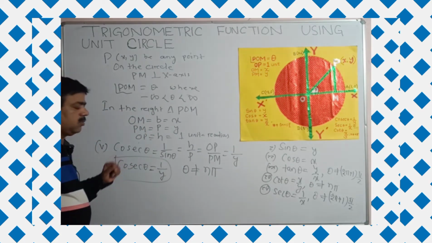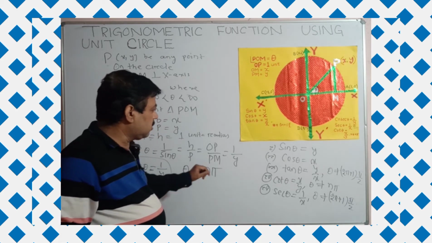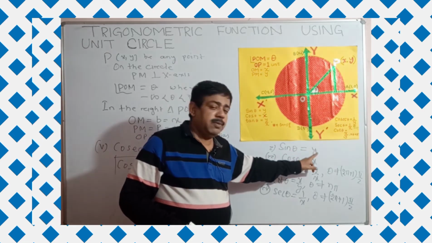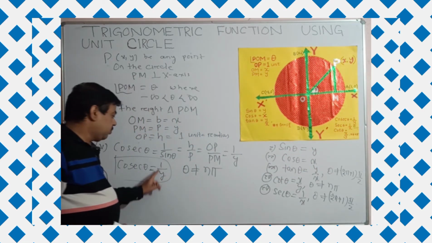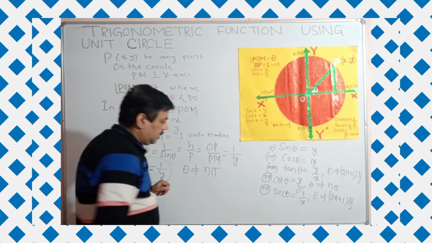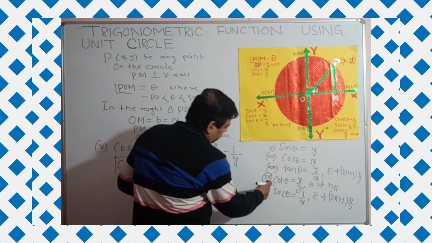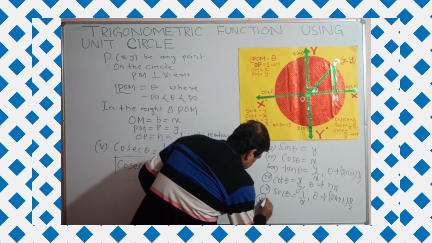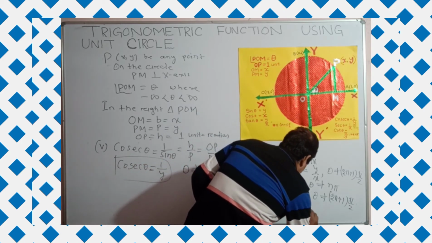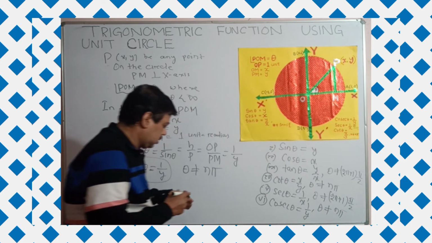So cosec theta is equal to 1 upon y, defined when theta is not equal to n pi. Because if theta is equal to n pi, then sin n pi is always 0, and then the y value is 0. As a result, 1 by y means 1 by 0, which is not defined, so cosec theta is not defined. Hence we got the sixth trigonometric ratio, cosec theta, equal to 1 upon y, where theta is not equal to n pi.